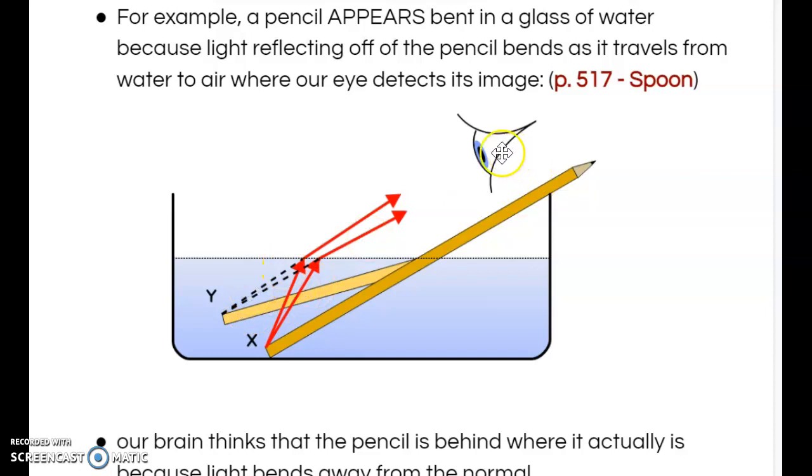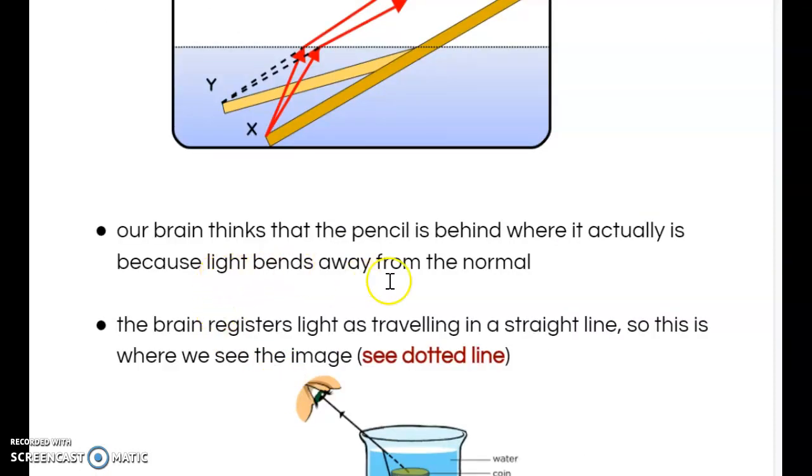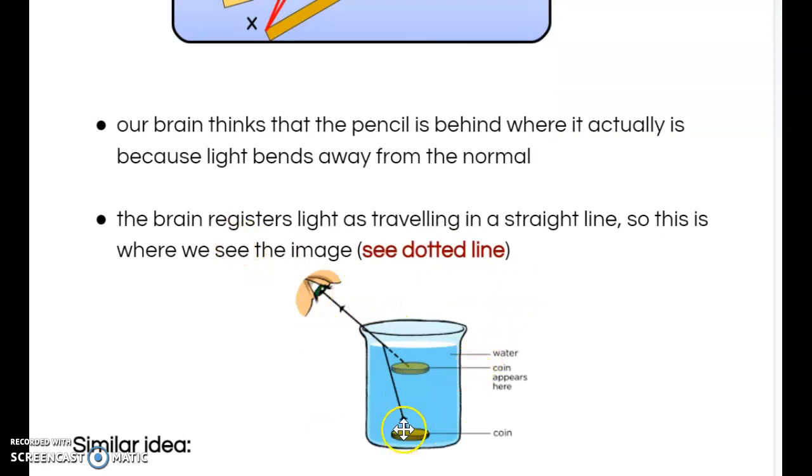If you were to move this eyeball, say up here, you would probably see it a little bit more real, more correct. There wouldn't be any bending because you're now parallel to the normal. Okay, you're right above the normal. So our brains think that the pencil is bending or is behind where it actually is because light bends away from the normal.